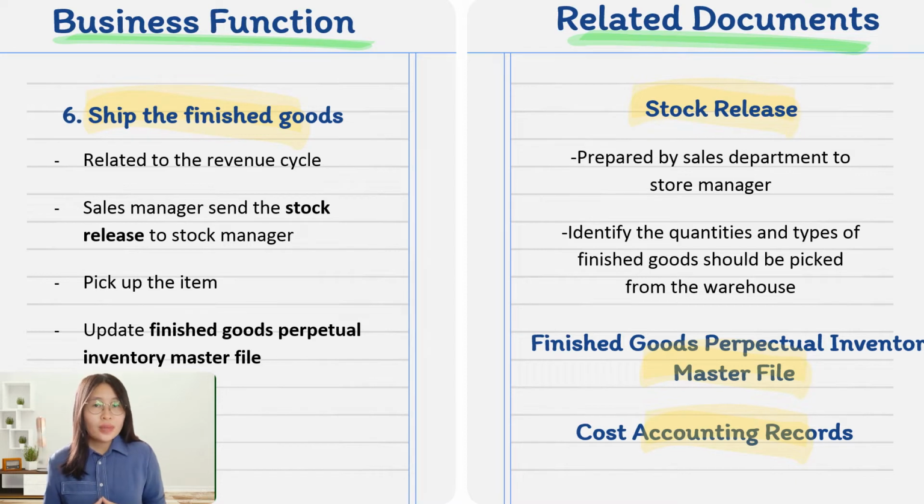Then, the store manager will update the finished good perpetual inventory master file and also the cost accounting records.